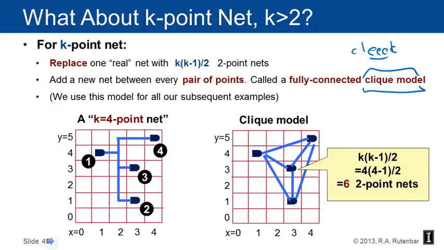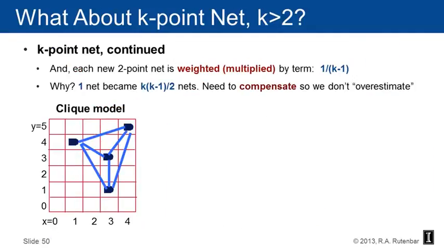So that's what you do. You take the one multi-point net when k is greater than 2, and you turn it into k times k minus 1 over 2 2-point nets. It has a name. Sometimes it's called fully connected because obviously every pair of gates has a wire connecting it. More commonly, it's called a clique. So here's that same example. I'm showing the clique model again.